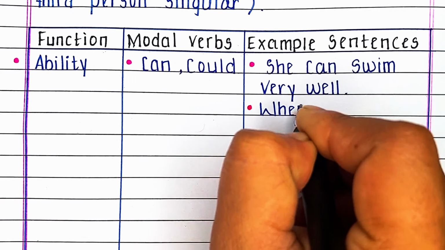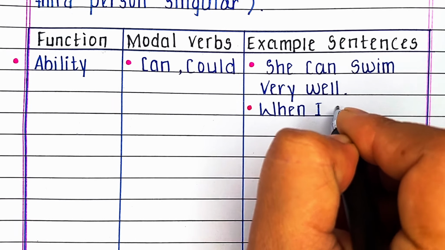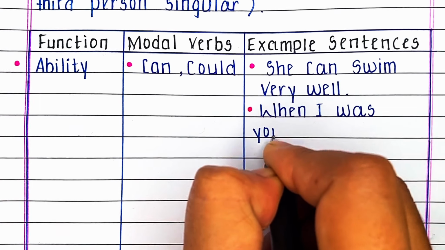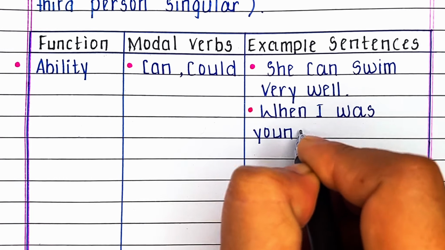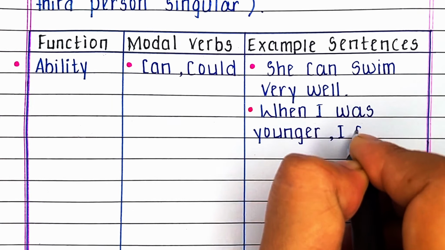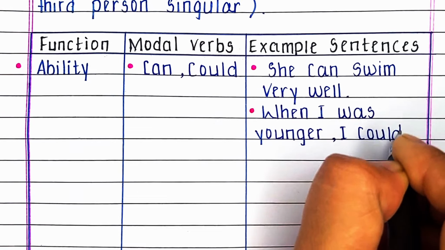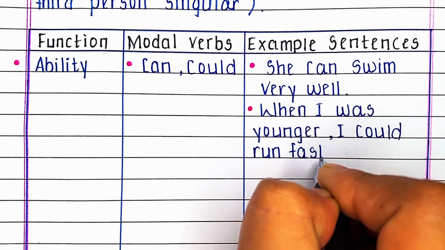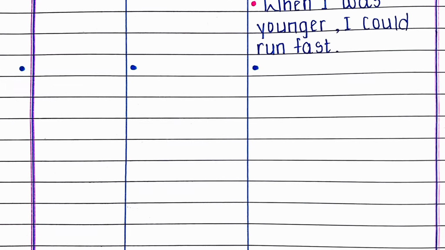Here, swim is the main verb while can is the modal verb or helping verb. Next is could. Example is, when I was younger, I could run fast. Here, run is the main verb and could is the auxiliary or helping verb.